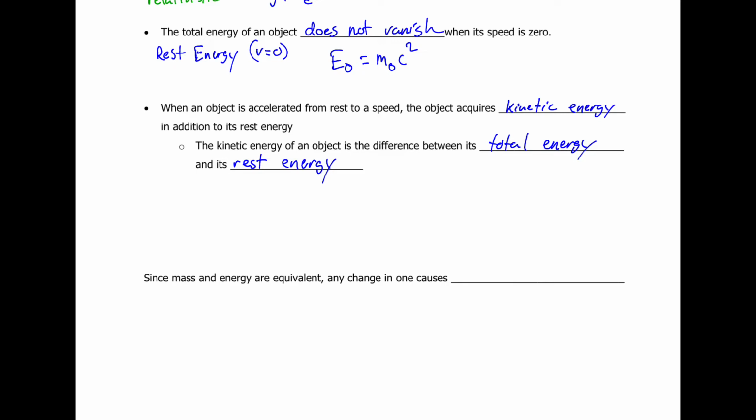So we're going to do a little formula here. Kinetic energy, which I like to write as EK, is equal to your total energy minus your rest energy. I wrote it hard on the left side for a reason, because we're going to put the two formulas that we did above in as well. So total energy is equal to m naught c squared over the square root of 1 minus v squared over c squared. That's my total energy, and we're going to subtract the rest energy.